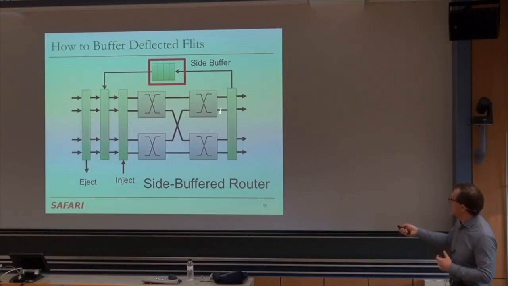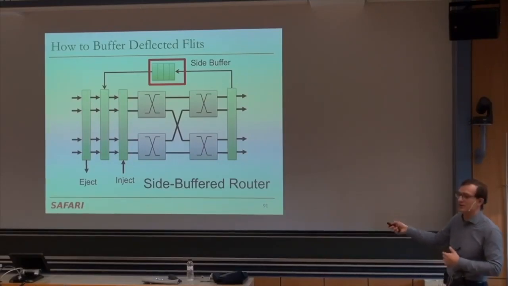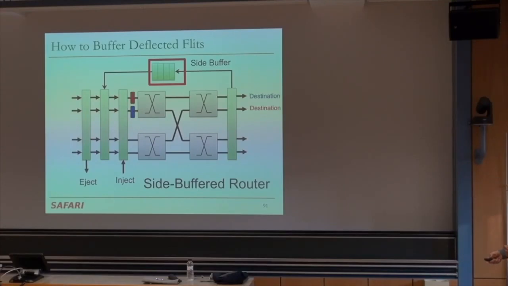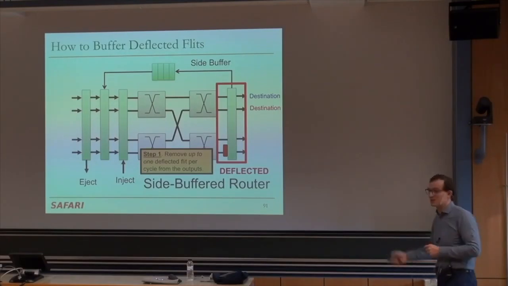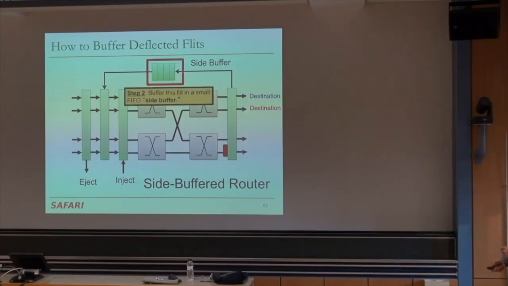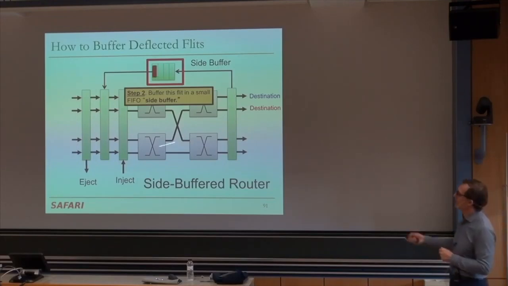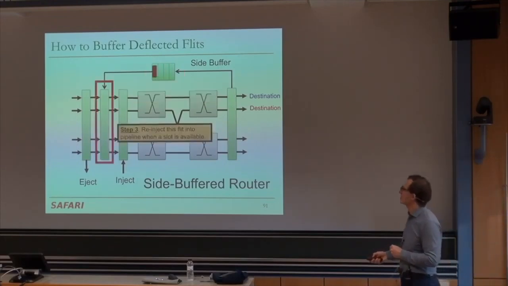And we also need some mechanism to actually pull stuff out of the router and put it back into the side buffer. So let's take a look at what happens. This gets deflected. This goes to its destination. That's good. And instead of deflecting it, you remove up to some number of flits per cycle from the outputs. In this case, it's 1. And then that one deflected flit goes into the buffer, into that side buffer essentially. And then it takes part in arbitration in the next cycle.